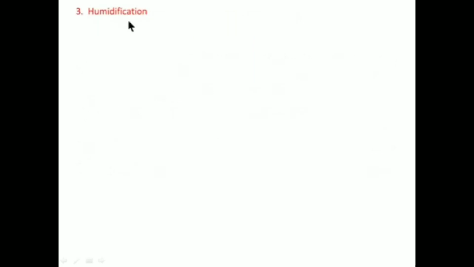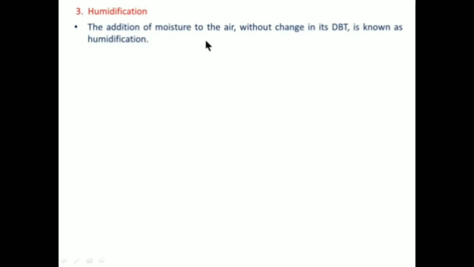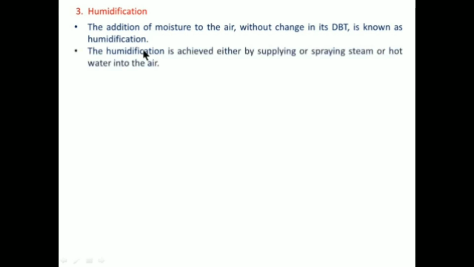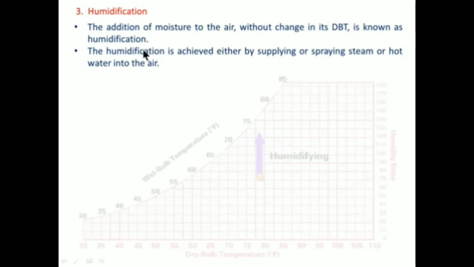Now the next process is humidification. So the addition of moisture to the air without change in its DBT is known as humidification. So in humidification, only temperature is going to be constant, but humidity is going to increase. So humidification is achieved either by supplying or spraying steam or hot water in the air. So we need to add moisture to the air in humidification process.